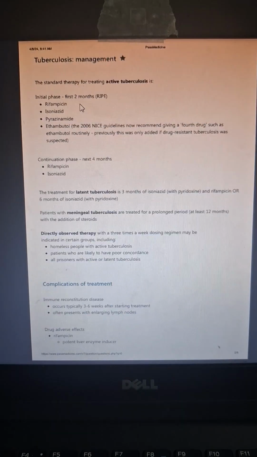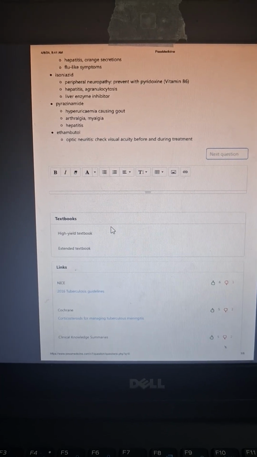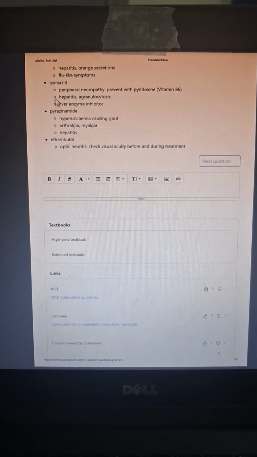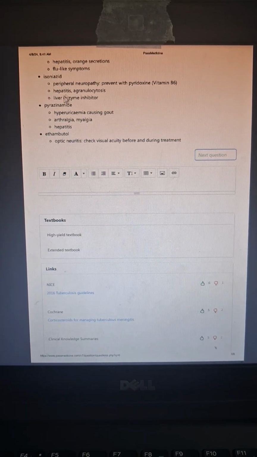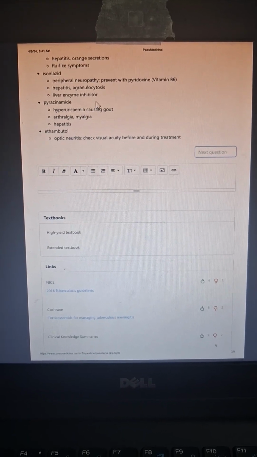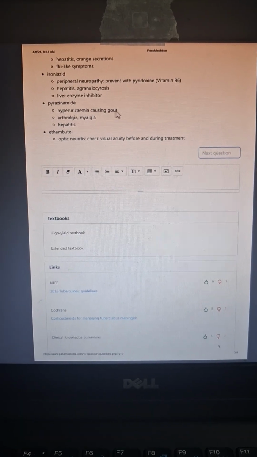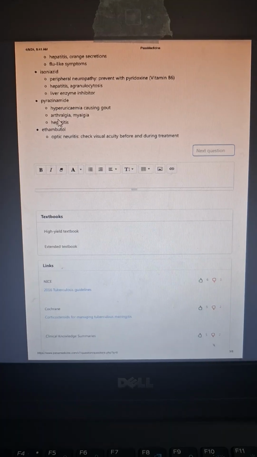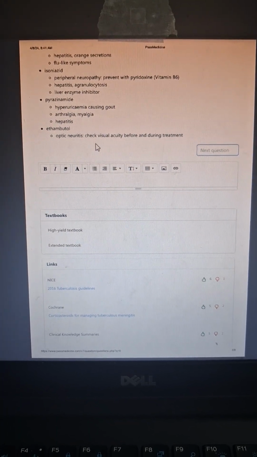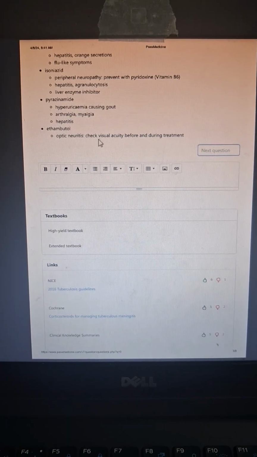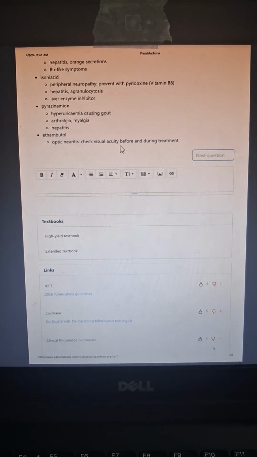Again, let me recap it. Rifampicin: a liver enzyme inducer, hepatitis, urine secretions, flu-like symptoms. Isoniazid: peripheral neuropathy, prevent with pyridoxine, vitamin B6, hepatitis, liver enzyme inhibitor, agranulocytosis. Pyrazinamide: hyperuricemia, of course from the purines, arthralgia, myalgia, hepatitis. And ethambutol: optic neuritis and red-green color blindness. Plus, we have to check visual acuity before and during treatment.